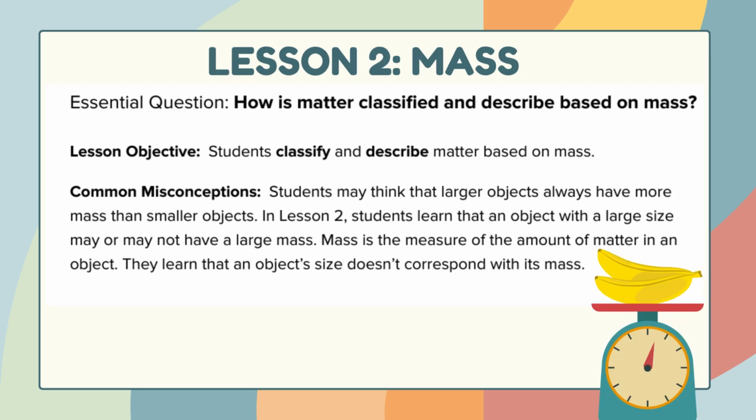In Lesson 2, we explore mass, which is the amount of matter in an object. Many students assume larger objects always have more mass, but that's not always the case. In this lesson, they'll understand how to classify objects based on actual mass using balance and digital scales, and understand that size and mass don't always go hand in hand.